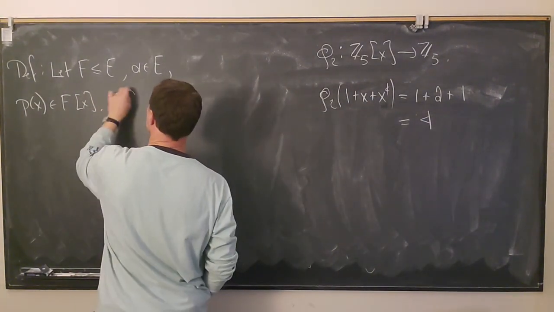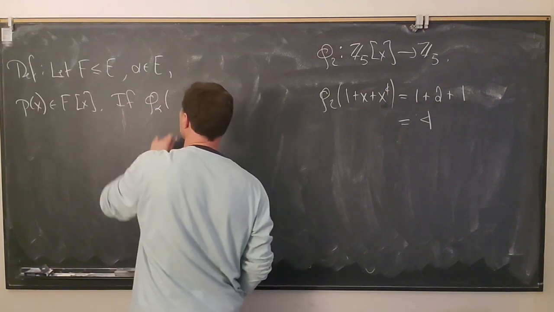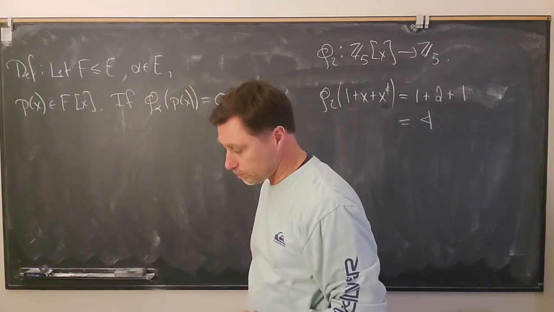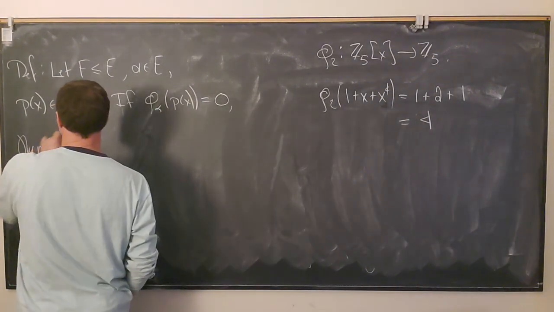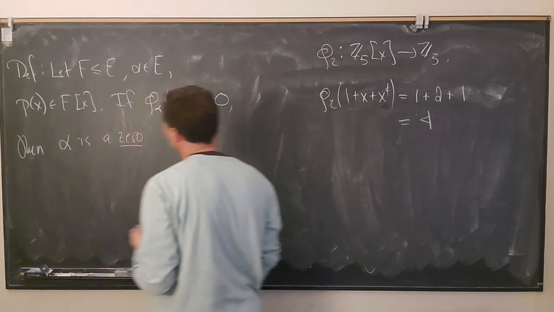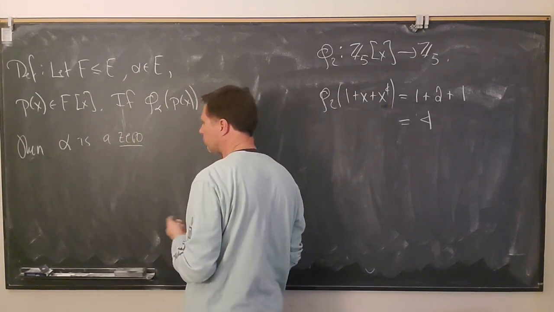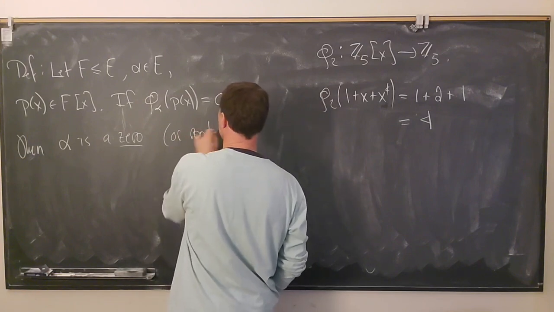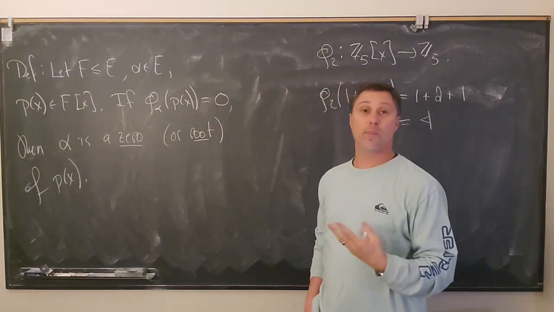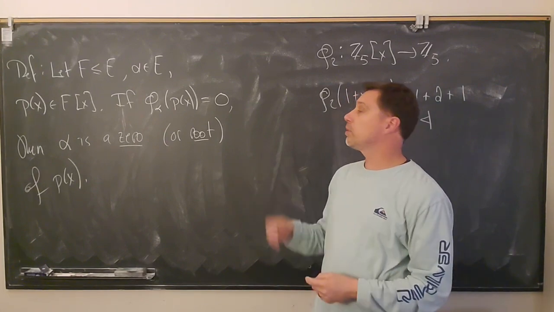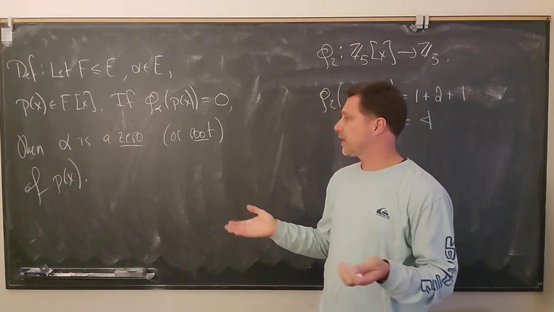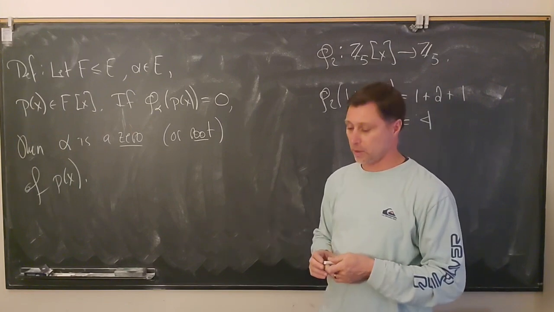Now, if phi sub alpha of P of x equals 0, then alpha is called a zero, or I often call them roots, but the standard word is zero, but I'll just say zero or root of P of x, right? When we talk about zeros of polynomials, what do we mean? We mean numbers so that when you plug them into the polynomial, right, substitute that number for each occurrence of x, add all that stuff up, if you get zero, then we call it a zero or a root of the polynomial.